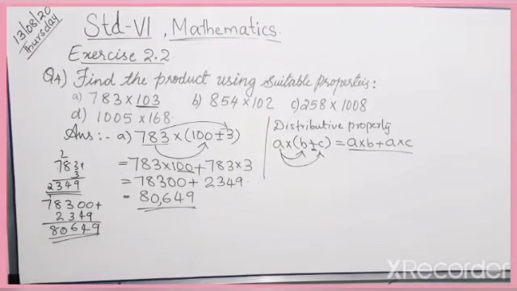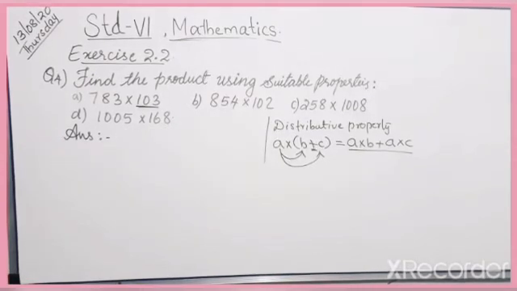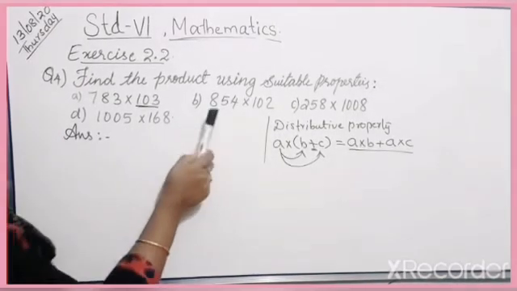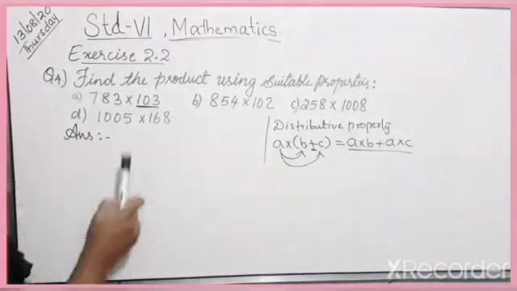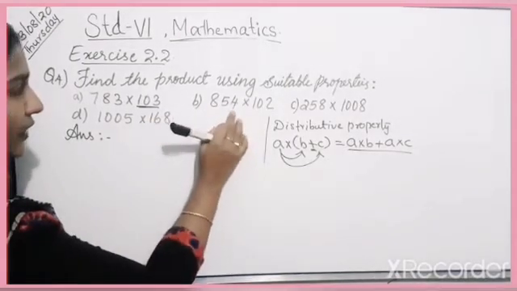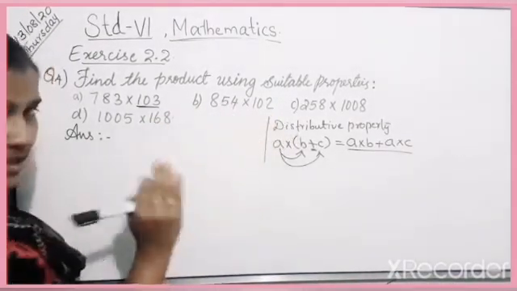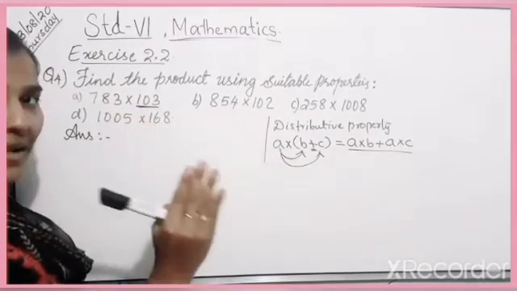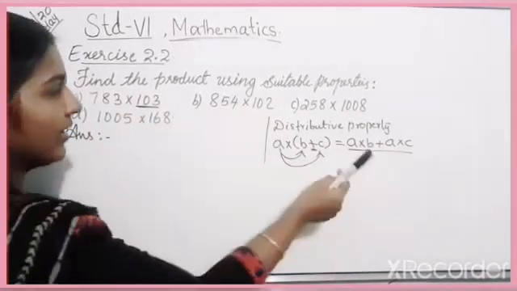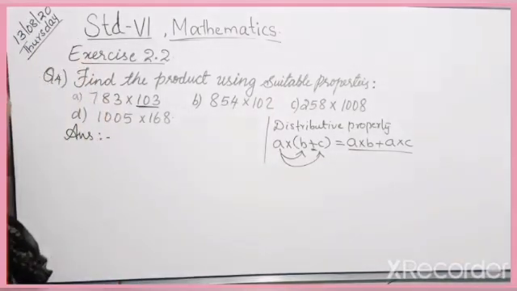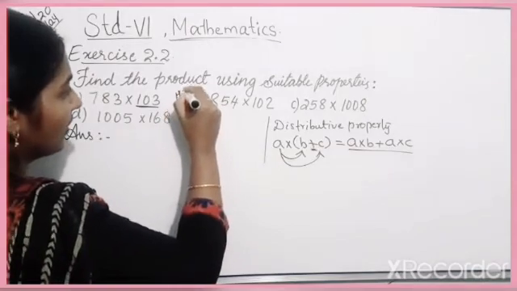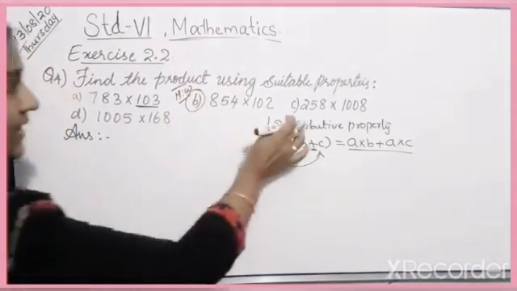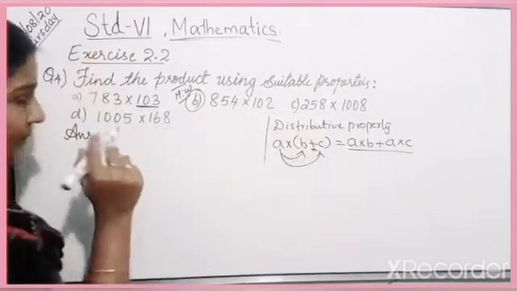Now let's move to the next question. Now look at the B part question. It is 854 into 102. Here also you can do the same. 854 into, you can change 102 to 100 plus 2. Okay, then you can multiply according to the distributive property. You will get the answer. So everyone mark it as homework. And now let's discuss option 3, C.